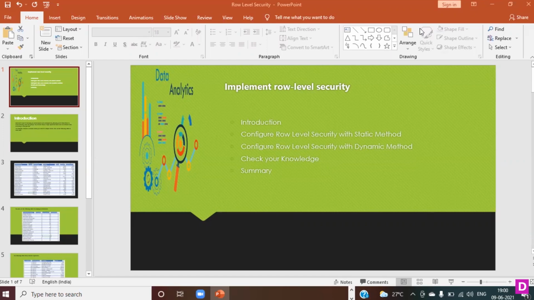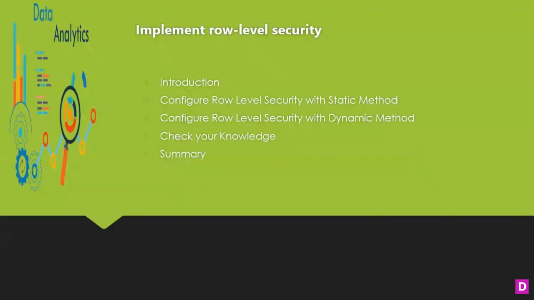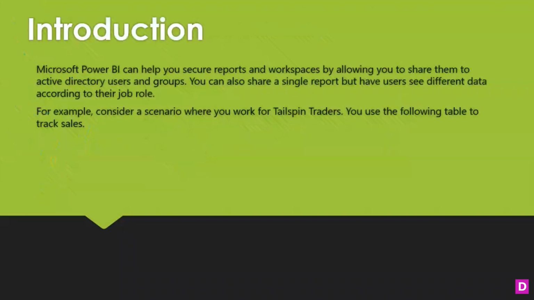So first of all, the agenda of this session: we'll start with the introduction. What exactly is the meaning of row level security? What kind of row level security do we have in Power BI? There are two types: static row level security and dynamic row level security. And then we'll summarize the session. That's the agenda of this session. I'll show you practically how to do it. Let's first understand what exactly it is.